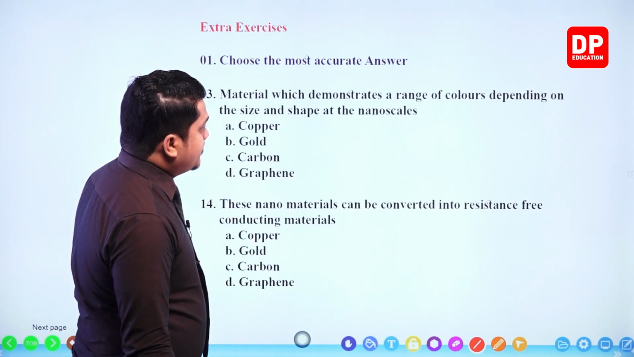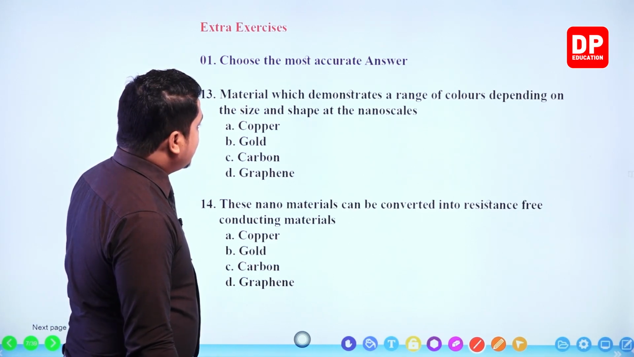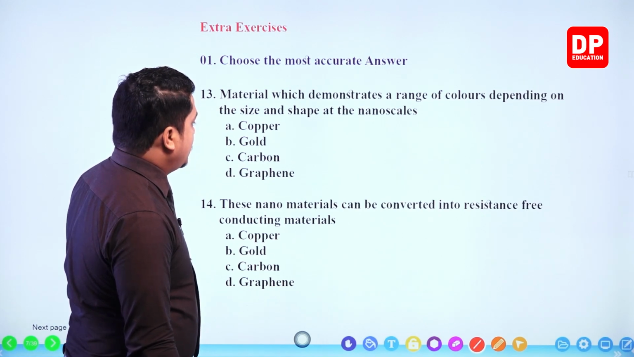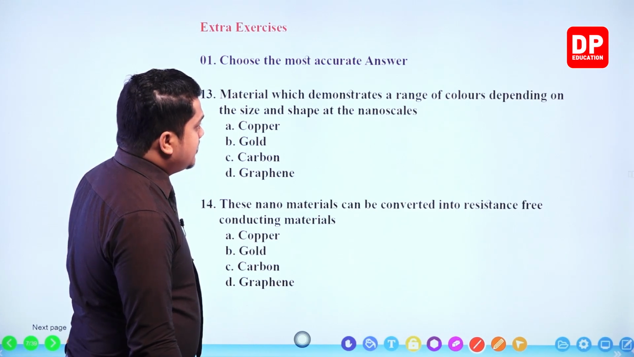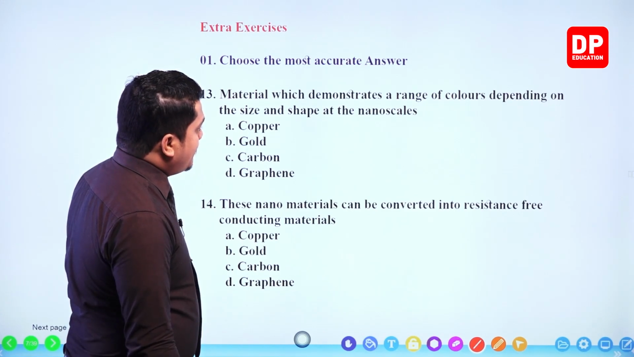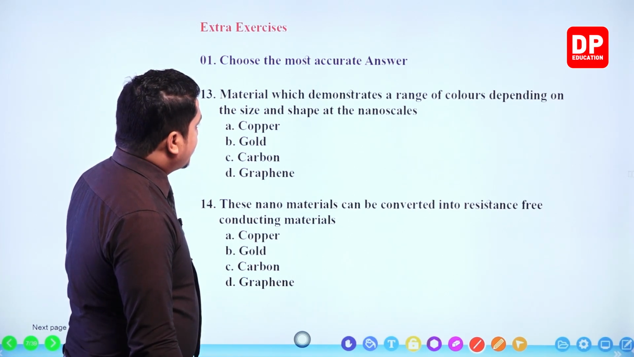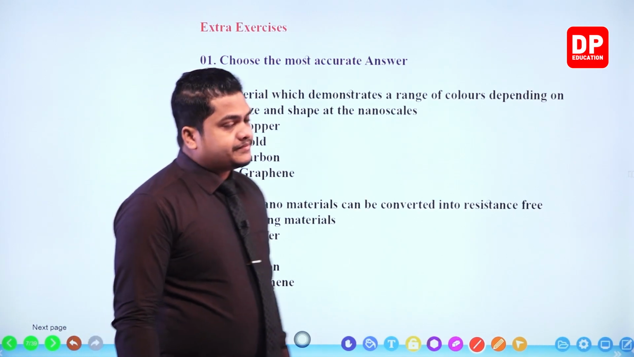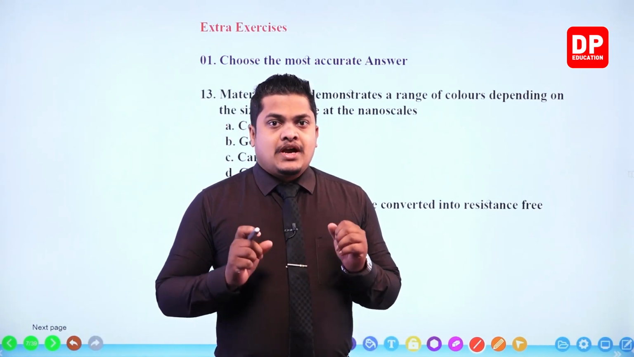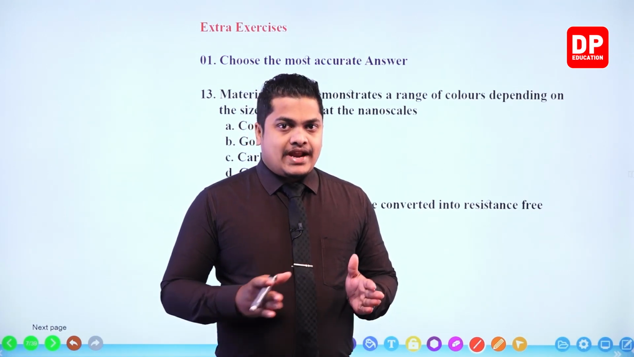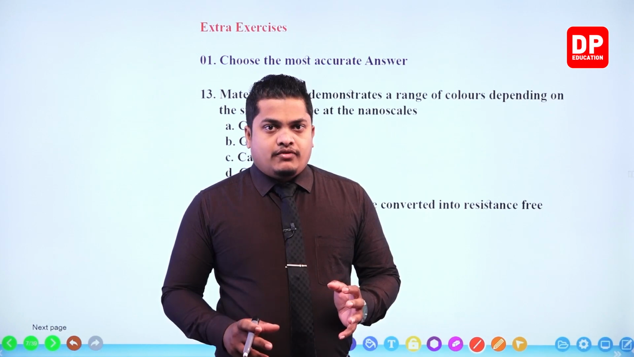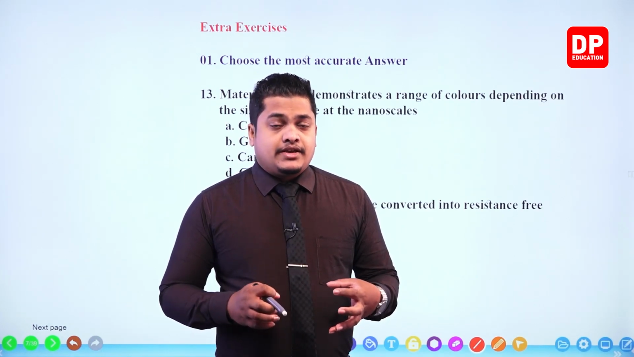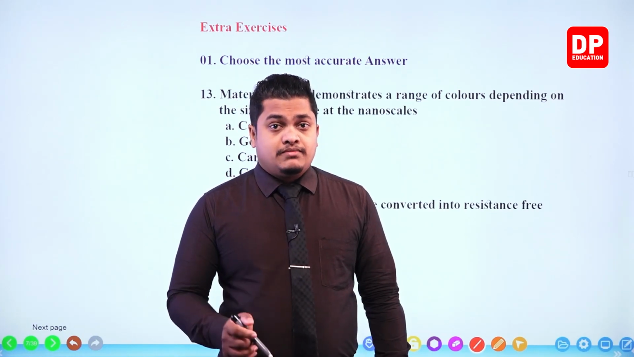Material which demonstrates a range of colors depending on the size and the shape at the nanoscale: copper, gold, carbon, graphene. So here, my dear children, you know that when you take any kind of material and go for its nanoscale, even though the volume is not changing, the surface area is getting changed. So therefore, special kinds of physical and chemical properties could be observed.